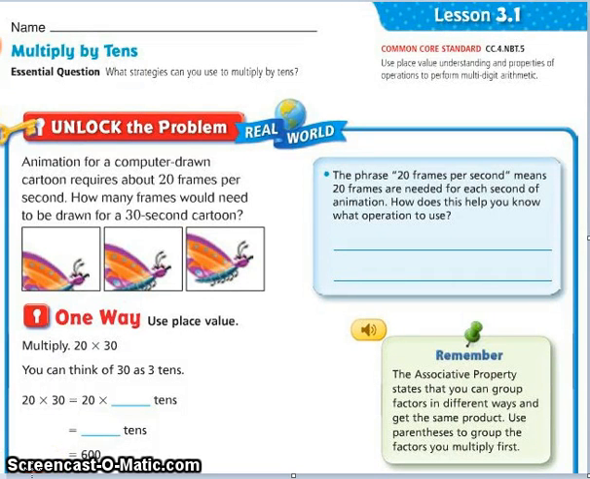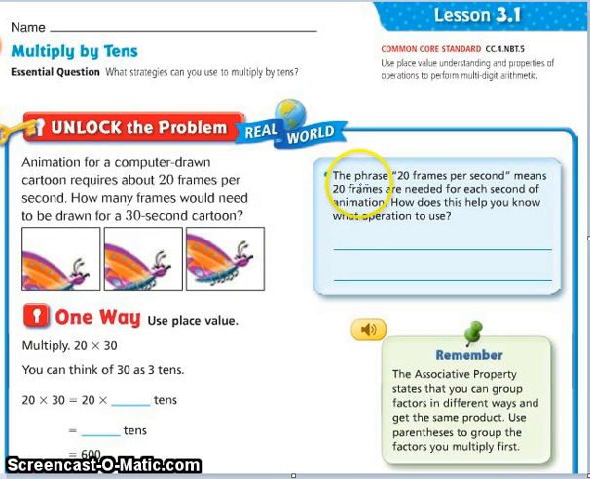Multiply by tens. What strategies can you use to multiply by tens? That's our essential question. Let's unlock the problem. Animation for a computer-drawn cartoon requires 20 frames per second. How many frames would need to be drawn for a 30-second cartoon?